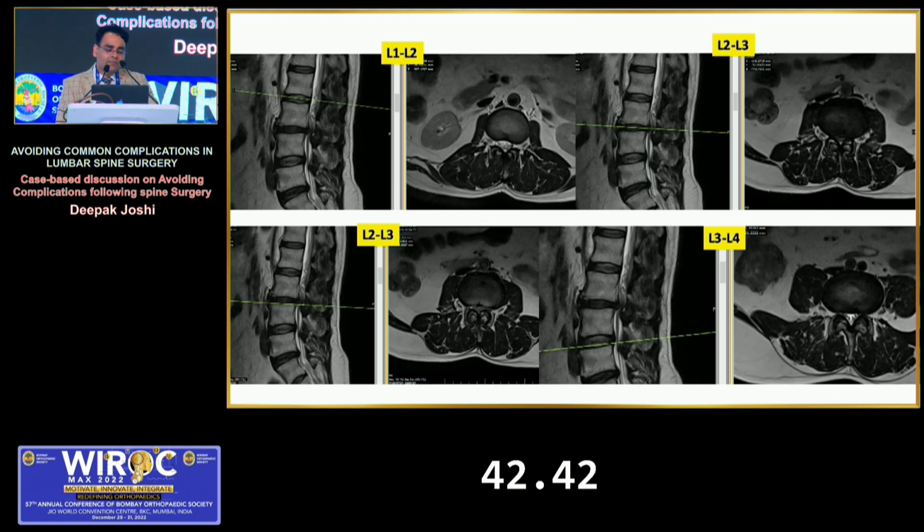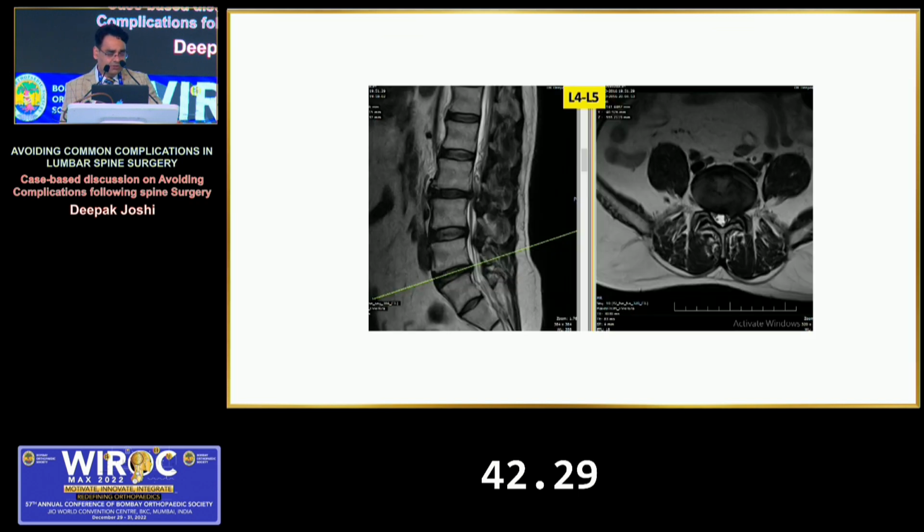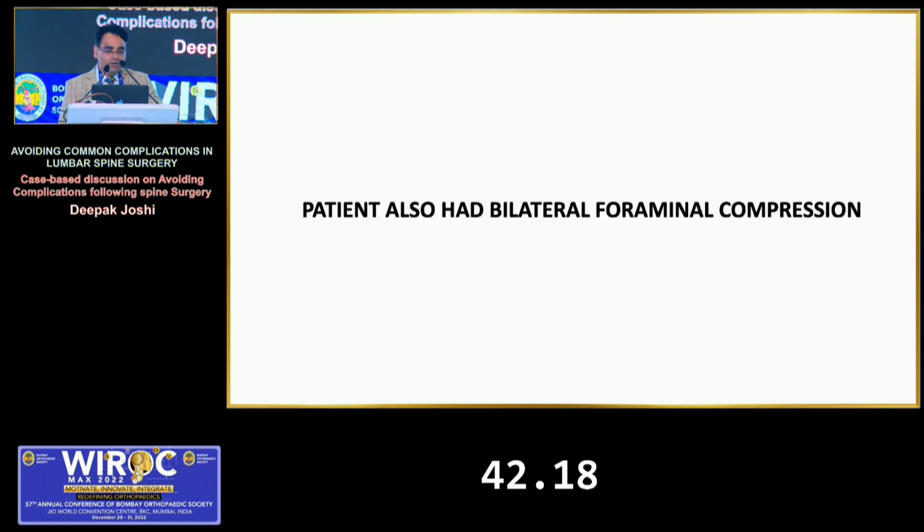This is the X-ray, and we can see that there is a sacralized L5. And these are the images of the lumbar spine at L1, L2, L2, L3, L3, L4. Majorly the compression is at L2, L3 and L3, L4. It is a sacralized L5, and this is the L4, L5. We can see there is slight lateral recess compression on the left side. This patient also had a bilateral foraminal compression.